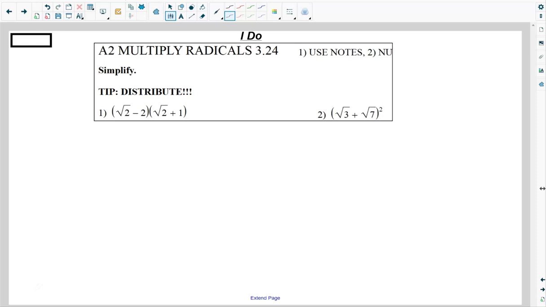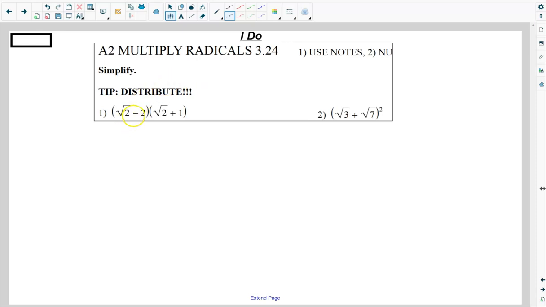We're going to be multiplying radicals. I've got to guess that this is going to be easy for you guys to work with, given what you've already shown you can do. So anyways, let's get started and find out.